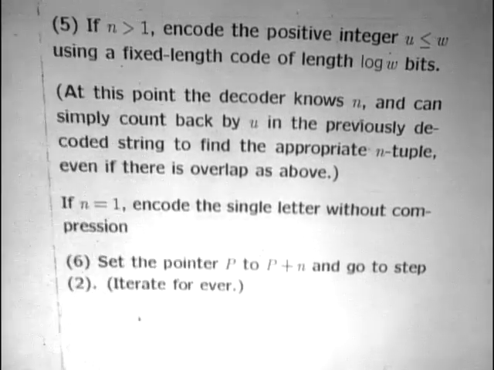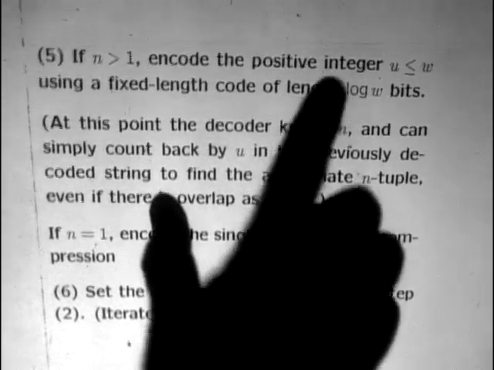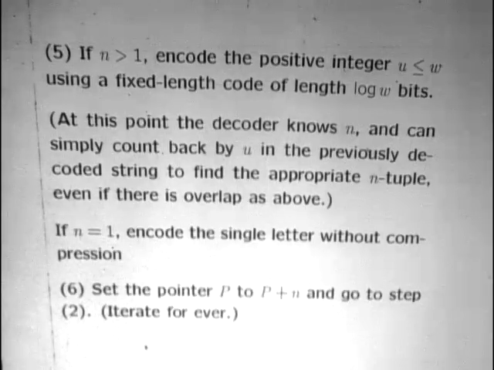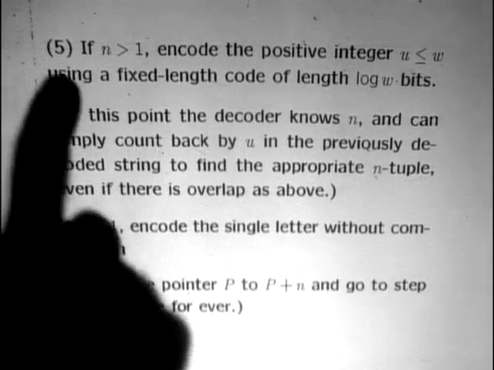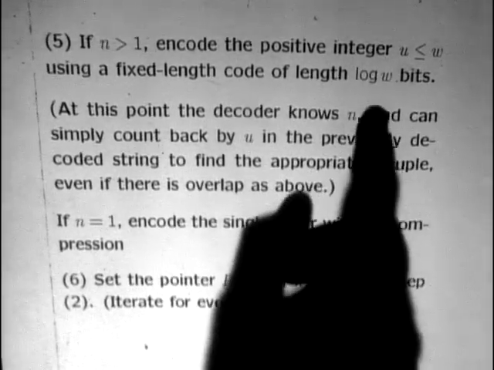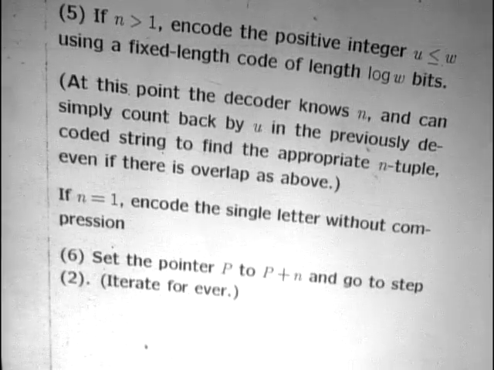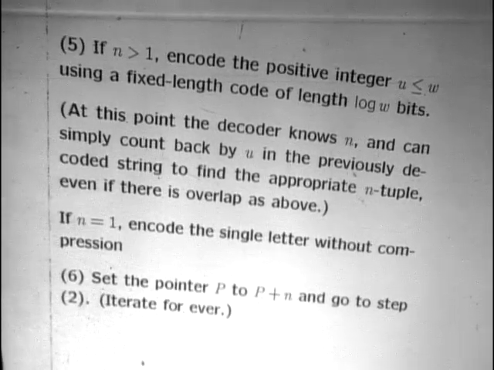Okay, so then if the size of the match is bigger than 1, we're going to encode the positive integer u. u is where the match occurred. How far back do you have to count before you find this match? You're going to encode that integer u into a fixed length code of length log w bits. In other words, you have a window of size 2 to the 20th, say. You can encode any point in there with 20 binary digits. The 20 binary digits say how far do you have to go back to find this code word.